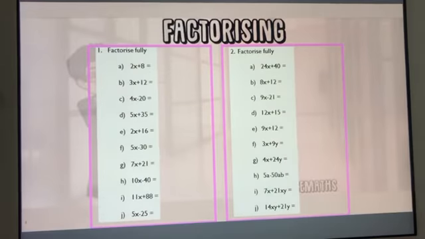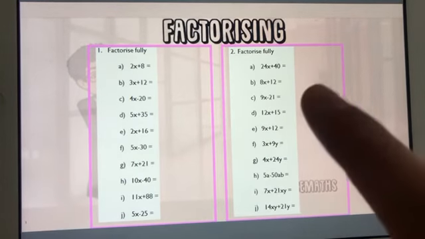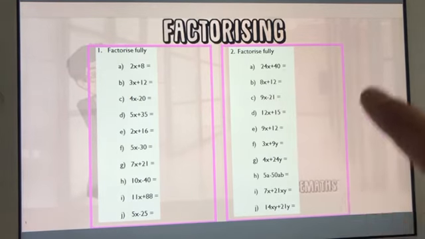Have a go, please, at one column. You don't have to do both. You can either do the left-hand one or the right-hand one. This is more difficult. So this is easy, this is hard. This is more challenging.